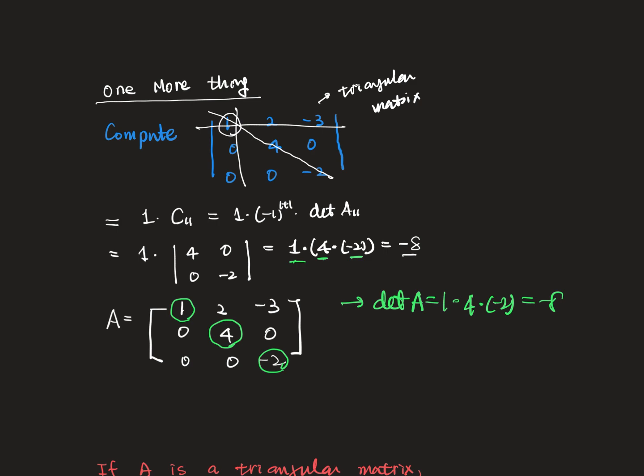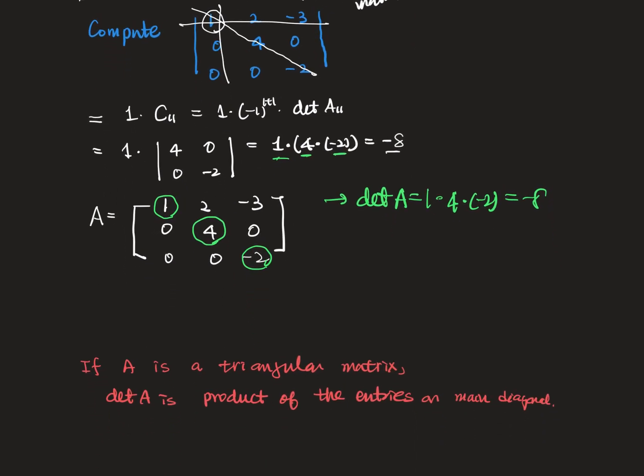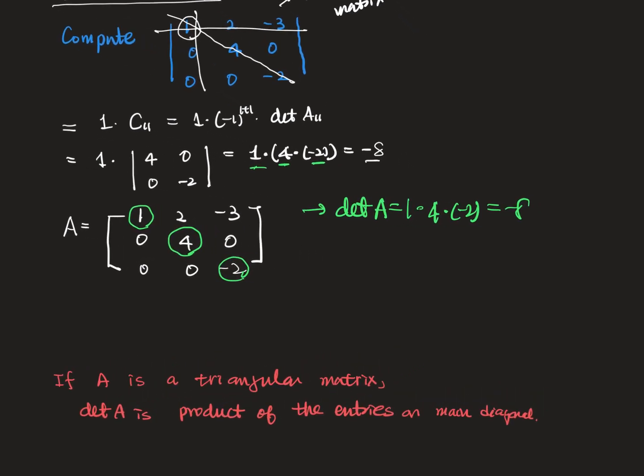Okay, so that's one fun theorem right there. When A is a triangular matrix, meaning the entries below the diagonal are 0, then determinant A is just the product of all the entries on the diagonal. That's how you find determinant A. We just showed it, right?